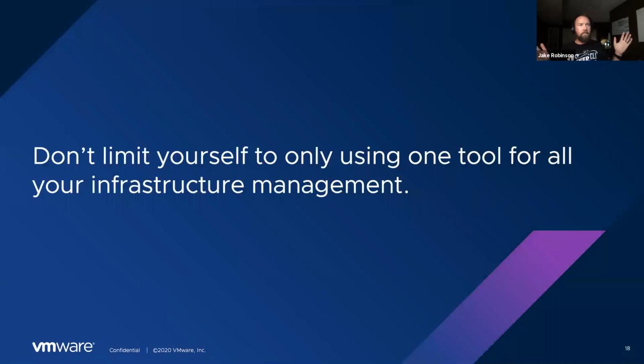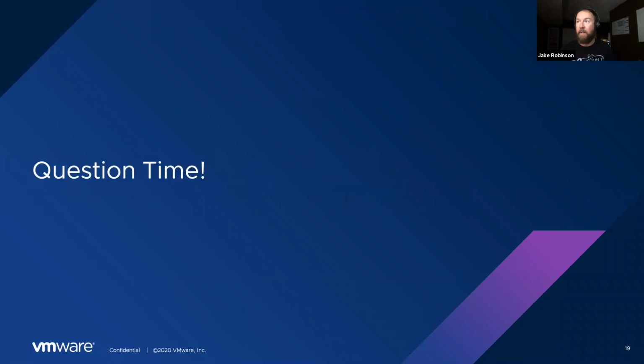So, whole point of this is don't limit yourself to using only one tool for all your infrastructure management. I want to challenge you all to go out and try some new tools and essentially pick the best tool for the job. So I know we're pretty much out of time, but I'll open it up to any questions.